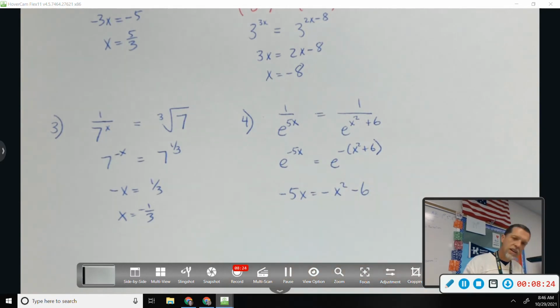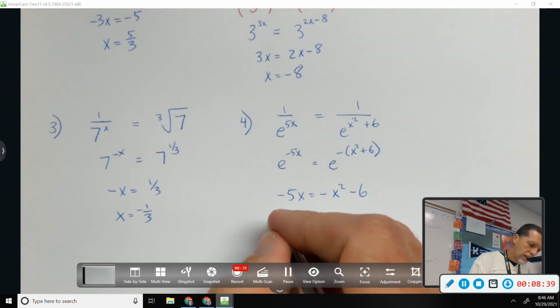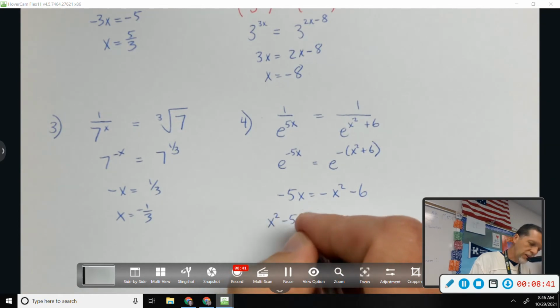We have to factor. Yeah, we will have to factor, but before I factor, I need to get it equal to 0. And you can move it to either side, but one side's going to make life a little easier, right? If you have a positive x squared, that's generally the way to go.